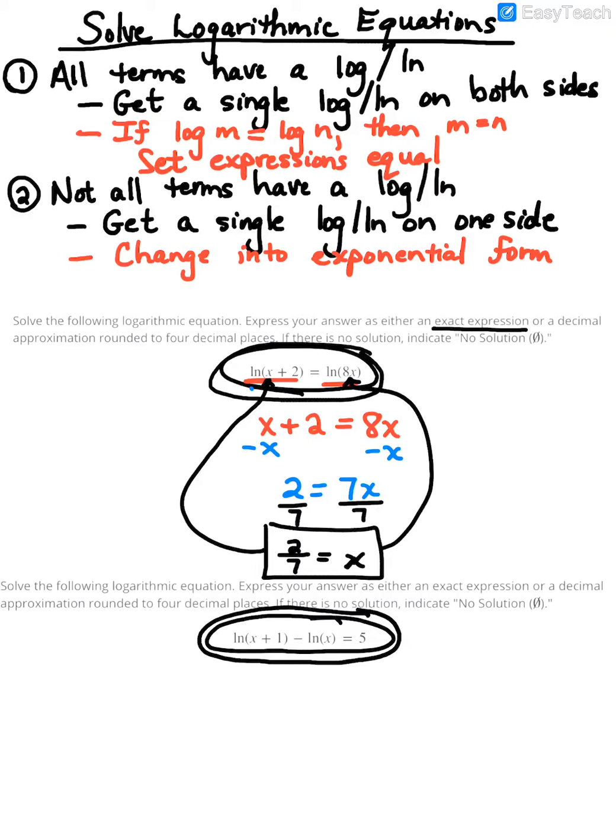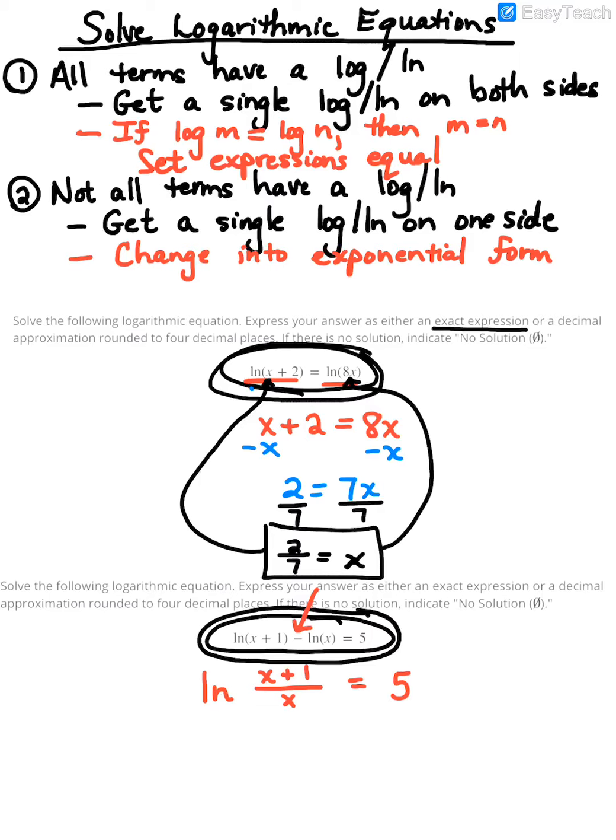Okay, on my second example, not all terms had a log, so I have to get a single log on one side using my properties. Notice those two logarithms are being subtracted. When they are being subtracted, in order to put them back together as a single log, we actually have to divide their expressions. So the x plus 1 will go on top since it came first. x will go on bottom since it came second. And of course, that's equal to 5.